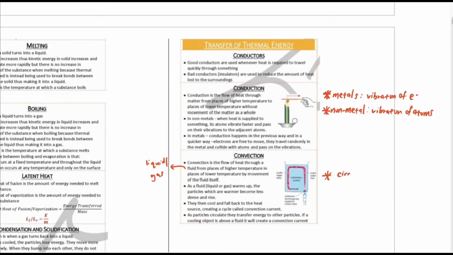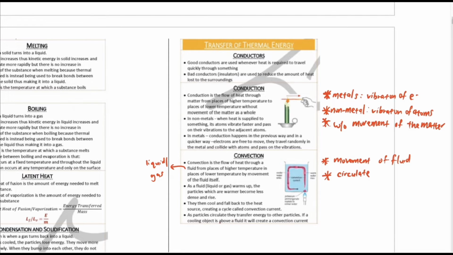Circulate. And you can see movement of fluid. Movement of fluid, compared to this one, which is without movement of the metal. So you can see some important points over here and the important terms that we use here. So as particles circulate, they transfer energy to other particles.